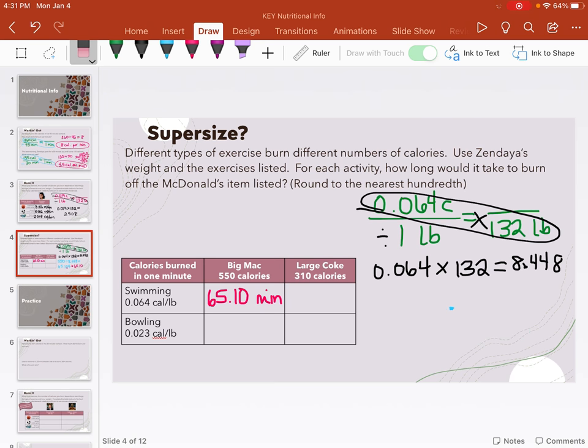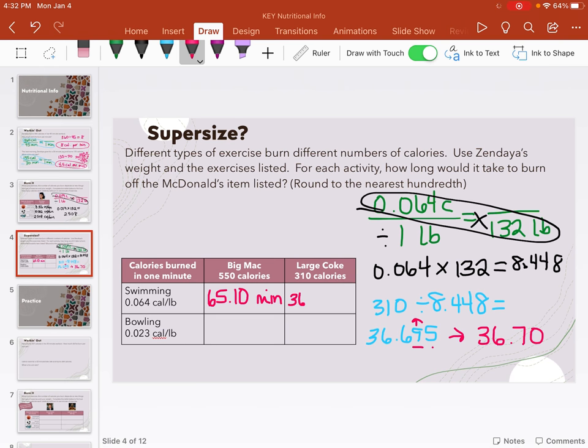Okay, I'm just going to erase this bottom part because we're still using that 8.448, except now we're doing the large Coke. So it's 310 calories divided by the 8.448. Go ahead and put that in your calculator. And when you do, I got 36.695. Again, I'm rounding to the hundredth. That's why I'm cutting that off. Rounding here, this 5 tells my 9 to go up. So this turns into 36.70. So it takes 36.70 minutes, more than half an hour for her to burn off that large Coke.